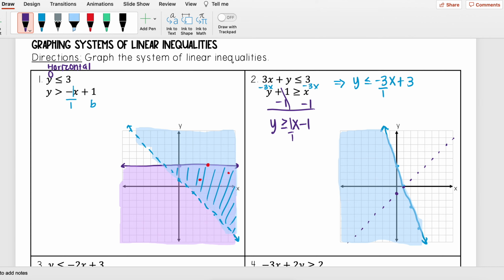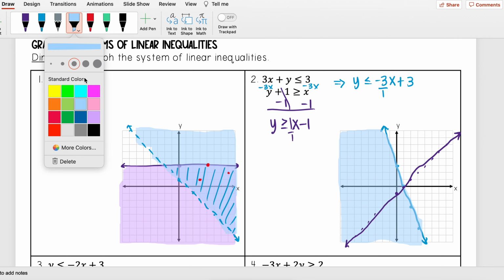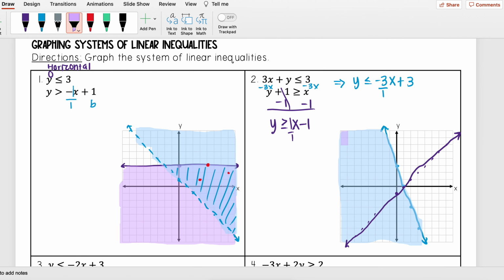This one's another greater than or equal to, so that means this one's a solid line. And then I want everything bigger than that, so I'm going to shade everything above. And so that means my solutions are everything in this common shaded region. So it's going to be everything in here.